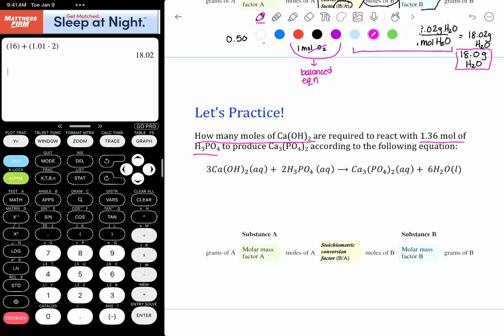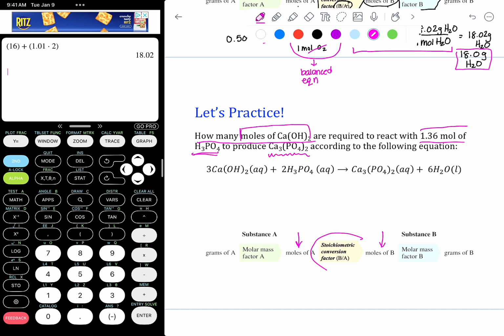You'll notice in this problem that the Ca3PO42 is kind of there as a confusion point. So you just got to make sure you're reading these problems correctly so that you know what you're converting to. So the question is asking how many moles of CaOH2. Okay, so that's automatically where my answer needs to be. I'm going to want to find moles of CaOH2. And I'm given moles of H3PO4. So we're given moles of A, and we want to get to moles of B.